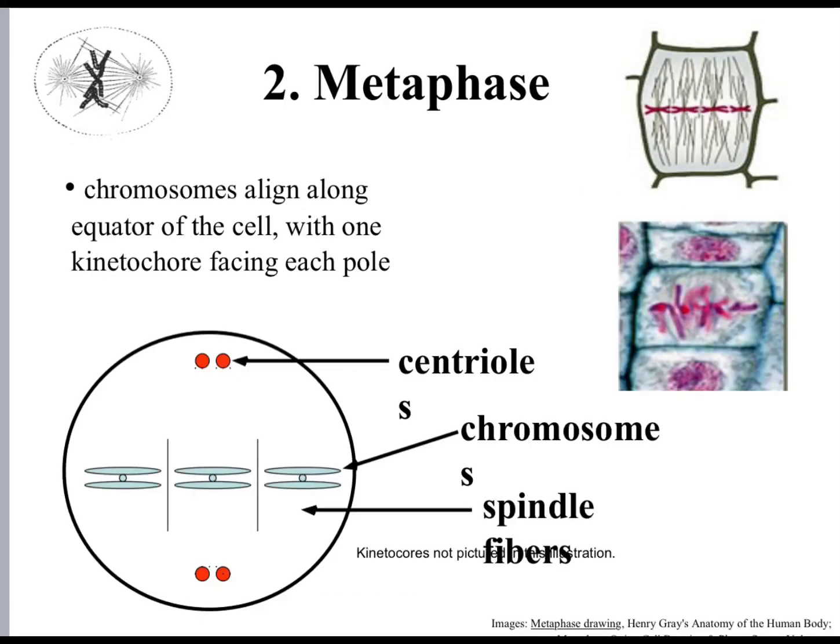Next is metaphase. The chromosomes align along the equator of the cell with one kinetochore facing each pole. As you can see in the image, the centrioles are the two dots above, the chromosomes are in the middle, and the spindle fibers are the lines.